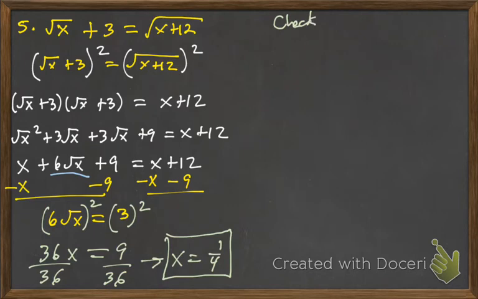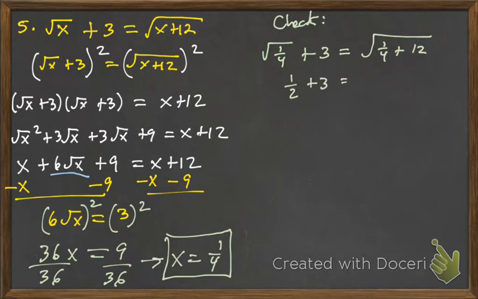Go ahead and check that. Square root of 1/4 plus 3 equals square root of 1/4 plus 12 under the square root. And so we don't know if this is true or not, so we're just going to go through and work it out. The square root of 1/4 is 1/2, plus 3. 1/4 plus 12. 12 over 1 is the same thing as 12. If we wanted to have a denominator of 4, we had to multiply the denominator by 4, so we need to multiply the numerator by 4, so 12 times 4 is 48. Okay, so 1/4 plus 48.